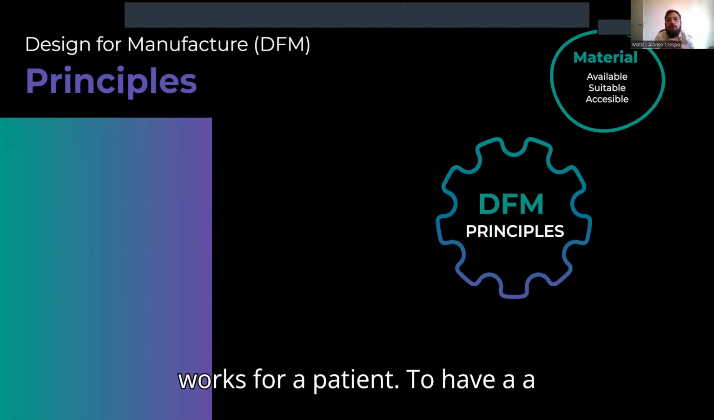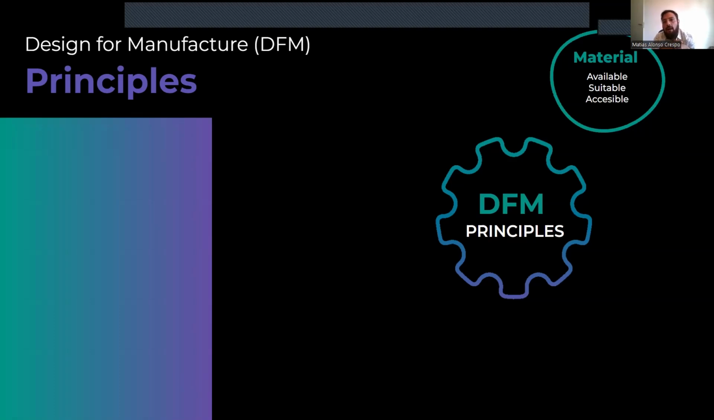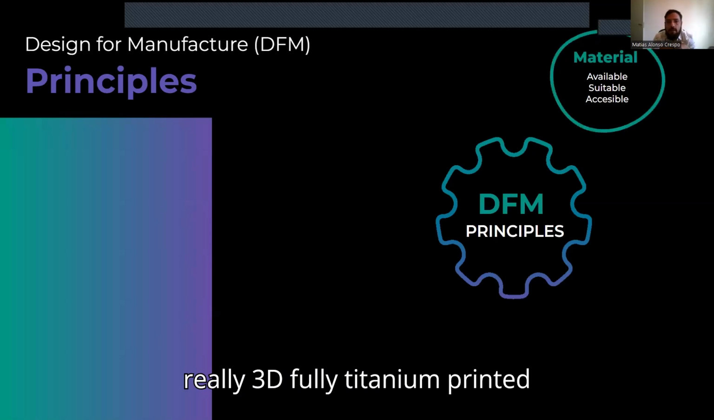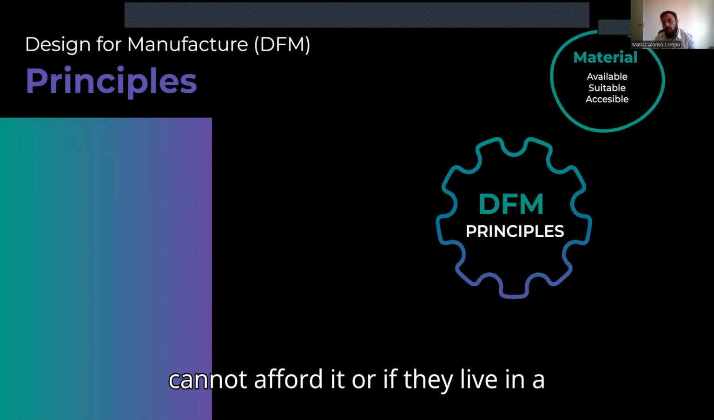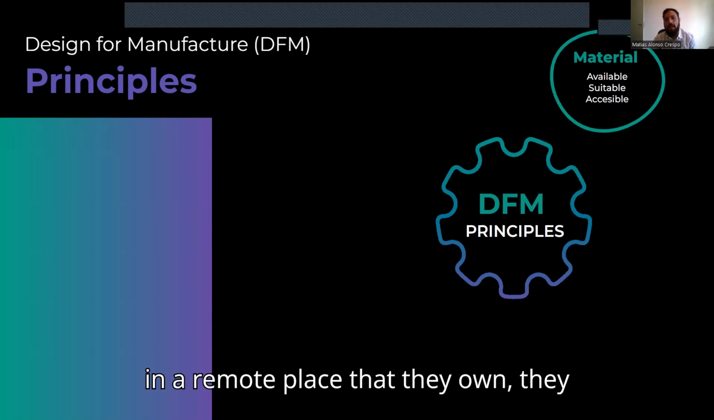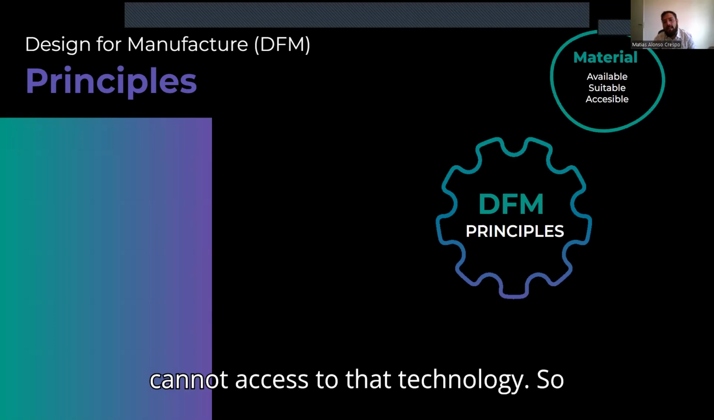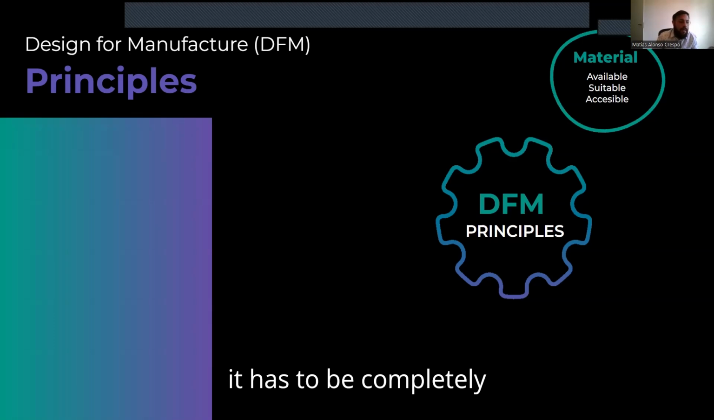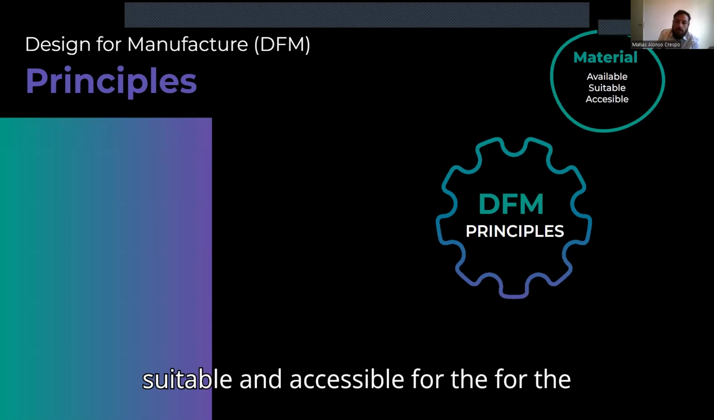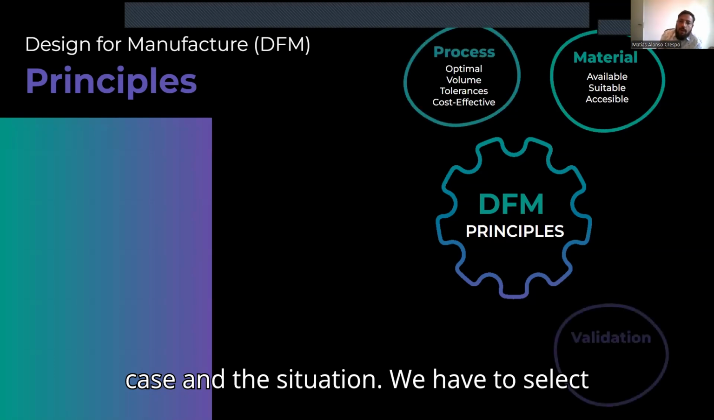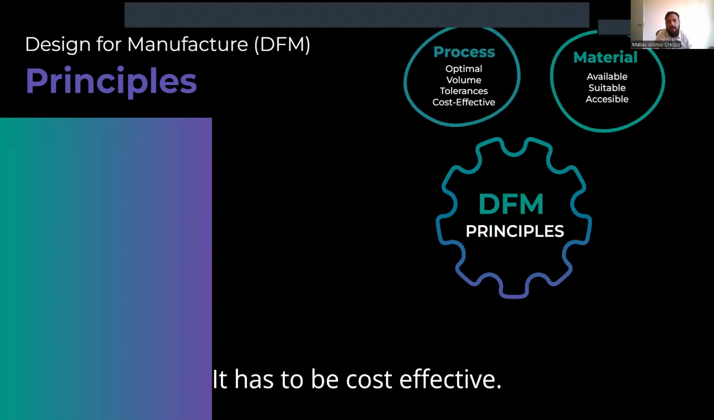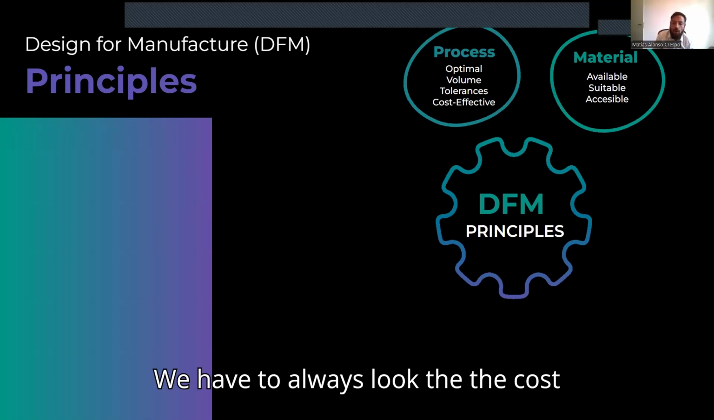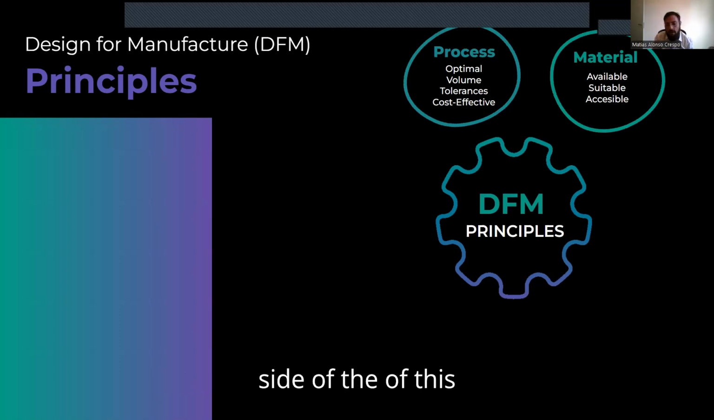It doesn't work for a patient to have a fully 3D printed titanium cranioplasty implant if they cannot afford it, or if they live in a remote place where they cannot access that technology. So it has to be completely suitable and accessible for the case and the situation. We have to select a process. The process has to be optimal. It has to be cost effective. We have to always look at the cost side of this whole system.